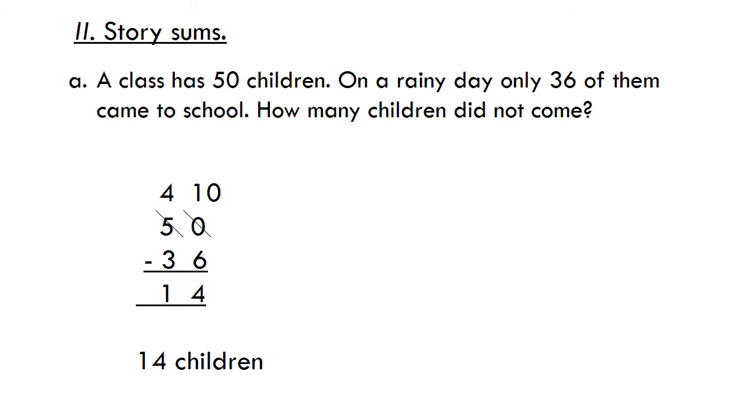And now we have to find out what information it gives. Here we have to find how many children did not come. So we will subtract here. 50 minus 36. So children, first we subtract 36 from 50 to find out the answer. We always subtract the ones first and then the tens.